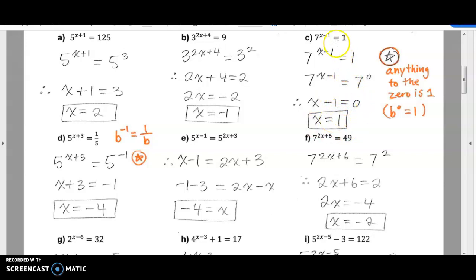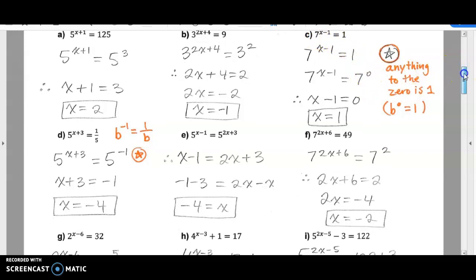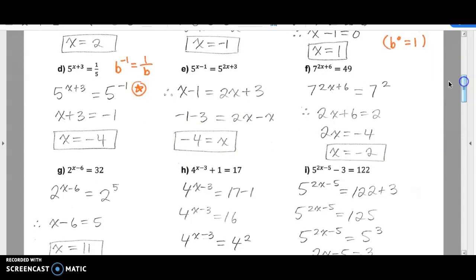So if you do have anything ever equaling to 1, remember any number or any expression to the power of 0 is always equal to 1. So in this case, because we had 7 on the left side as the base, I used 7 to the power of 0 on the right side. Okay. The other thing that could be thrown at you is something like this. We have a base of 5, and then we have a base of 1 over 5, a fraction. So remember our rules.